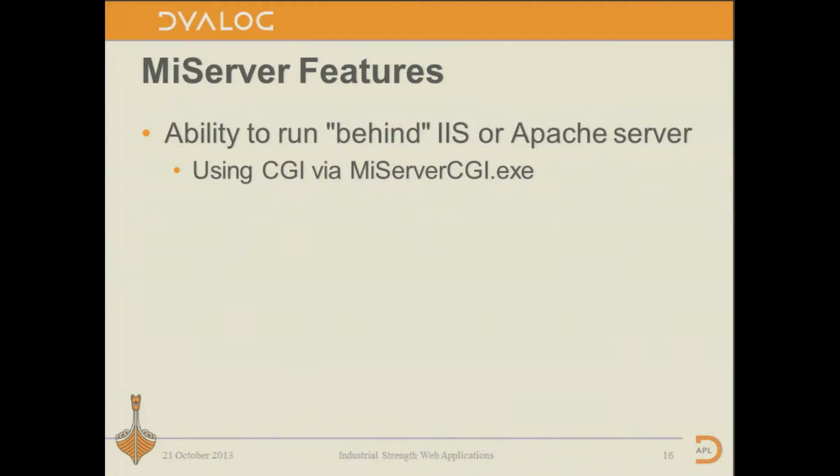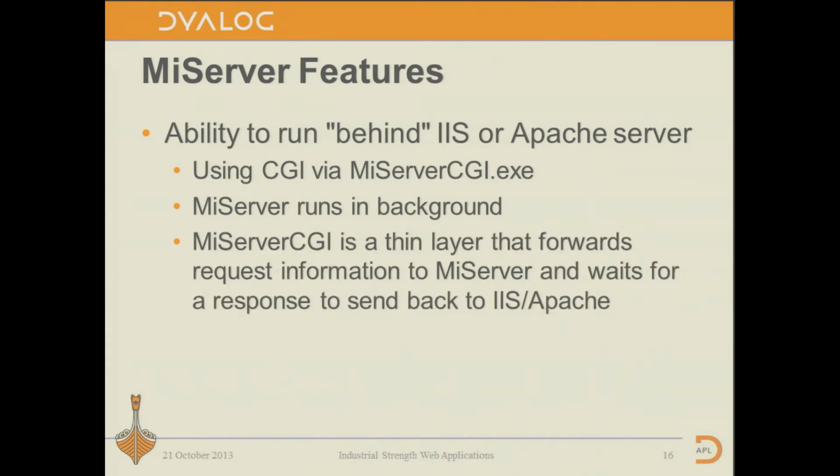It uses the CGI, the Common Gateway Interface, using a program called MiServer CGI. MiServer runs in the background. MiServer is up and running, so it's not starting up a new instance of MiServer every time a request comes in. But MiServer CGI acts as a thin layer that forwards the request from IIS to MiServer and waits for the response to send back.